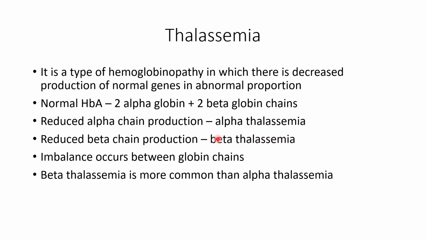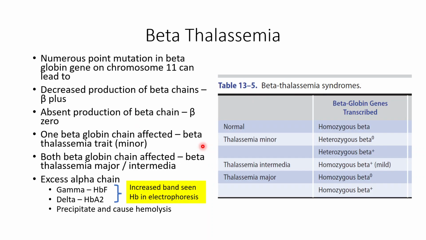Now we know alpha binds with beta. So there is decreased production of beta globin chain in beta thalassemia, so there is an excess of alpha chain. This alpha chain needs to bind with something. What? That we will see. Beta thalassemia is more common as compared to alpha thalassemia. Now let us look at beta thalassemia.